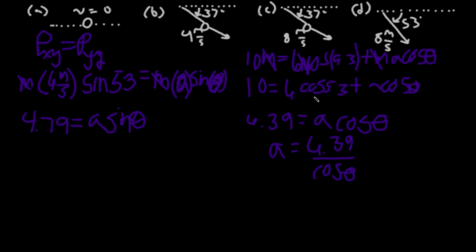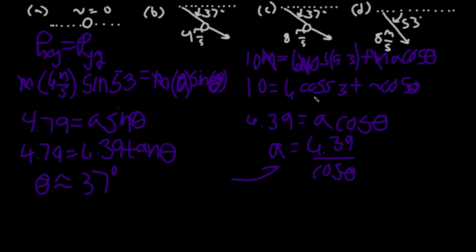And then we can just do this. Alright, so we can do some division. 4.79 divided by 6.39. And now you can take the arctangent of that to solve for theta. And you're going to get that theta approximates to 36.9 degrees, or let's just round up to 37 degrees.